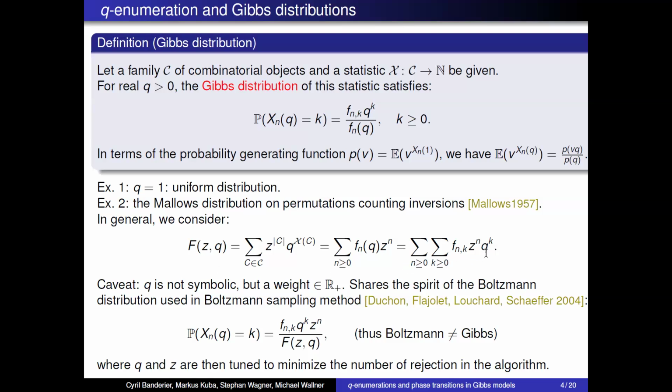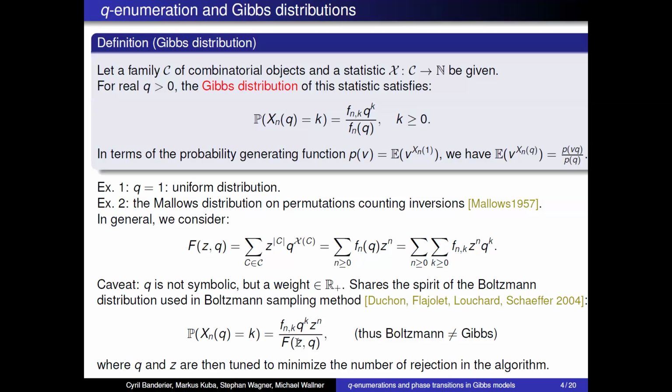Okay, but q here is a real number. So it shares the spirit of the Boltzmann distribution that Zephyr mentioned before. However, I will make a slight difference between what I will call the Gibbs distribution, this one, and the Boltzmann distribution. For the Boltzmann distribution, and it was the key idea in the famous article by Philippe Duchon, Philippe Flajolet, Guy Louchard, and Gilles Schaeffer for doing uniform random generation of combinatorial structures.